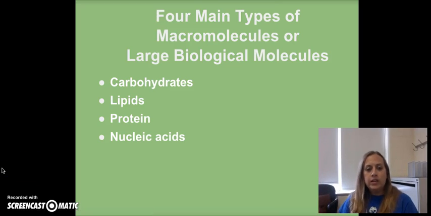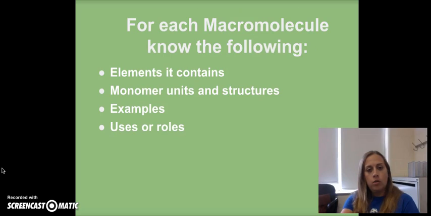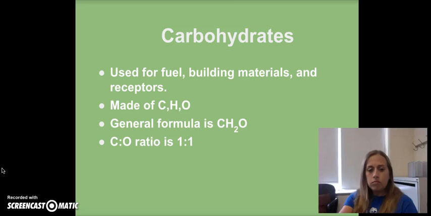So when we get into some of these large macromolecules, we're going to focus on four classes. We're going to talk about carbohydrates, lipids, proteins, and nucleic acids. Today we're going to be focusing on carbohydrates. So for each of the classes of macromolecules, make sure you pay attention to the elements it contains, what the monomer units and structures look like. You should know some examples, and then you should also know what their use or their role is in nature.